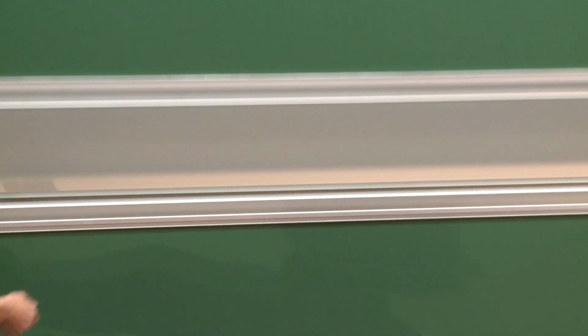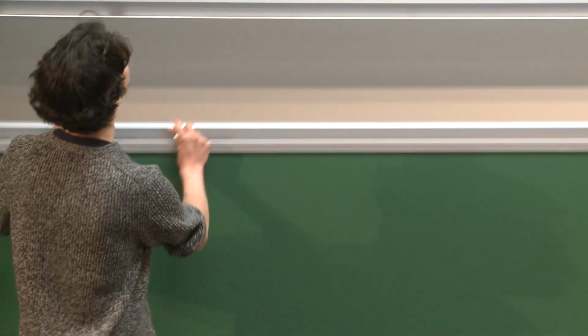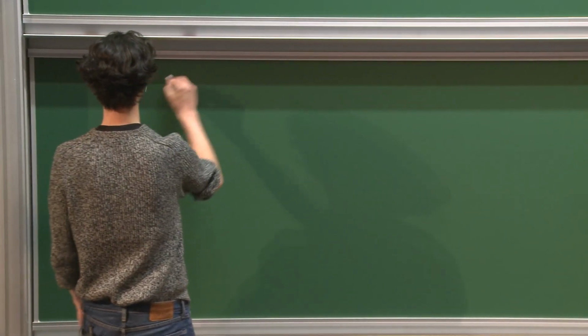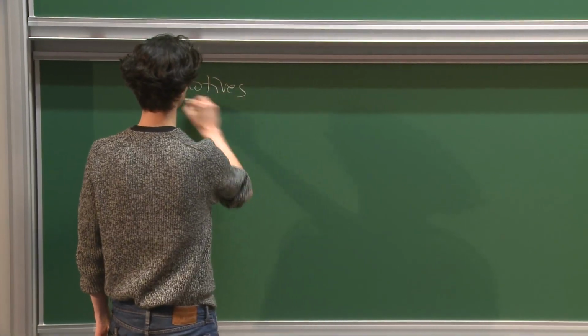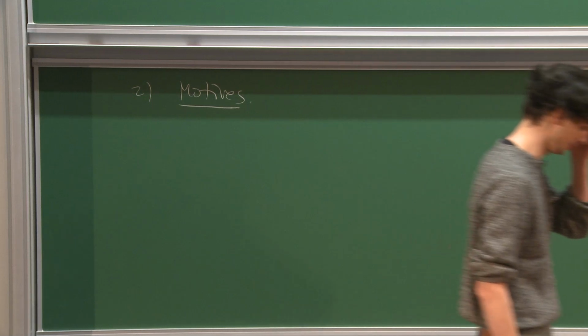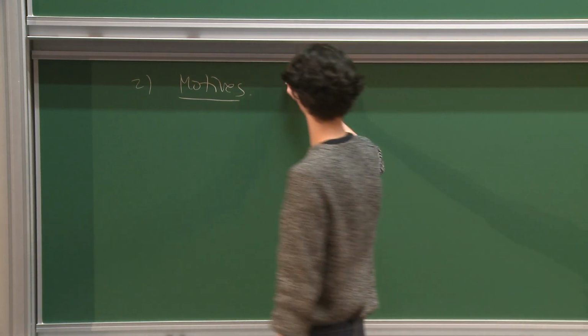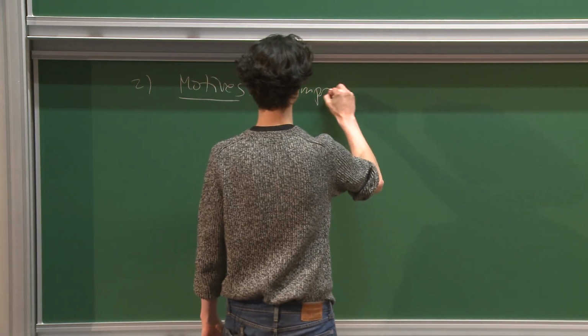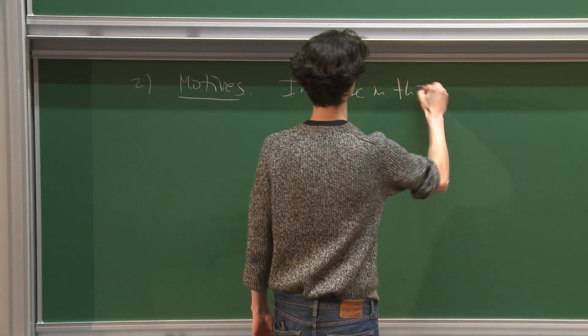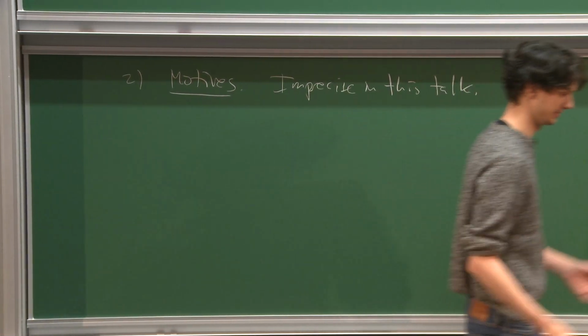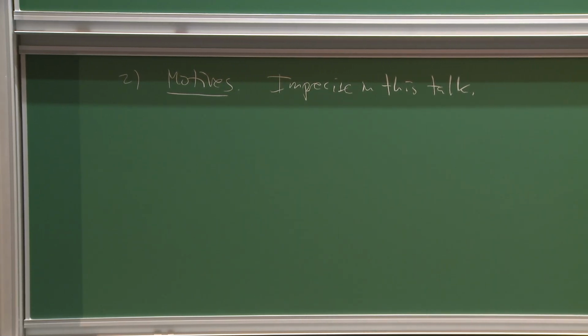Second warning is about motives. And the warning is that I will not precisely say what I mean by a motive. In fact, I'm not even thinking of a precise definition of motive. It will be imprecise in this talk. So I'll state a conjecture which says for every motive something happens, and then that conjecture is a priori not mathematically well defined because I haven't said what I mean by motive. I don't even know what I mean by motive, to be completely honest.